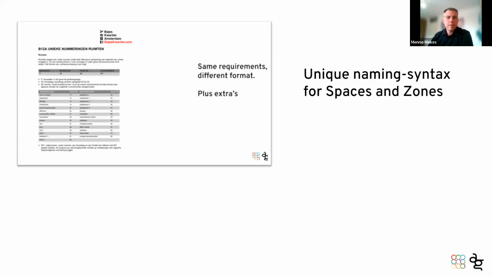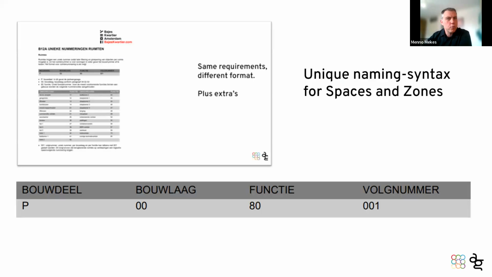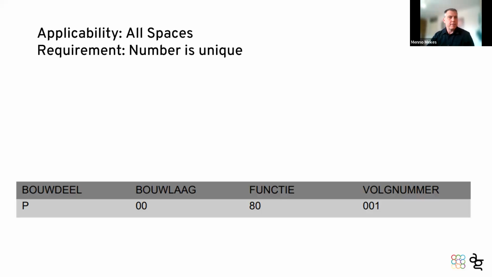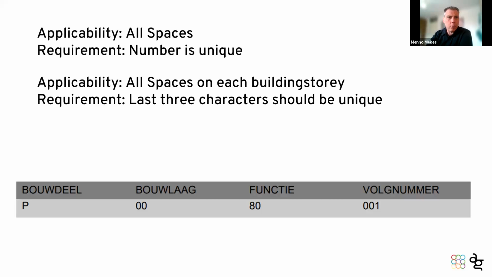So if you remember this slide, we have specific requirements for rooms and spaces. So every room in the model must start with the building letter, followed by the building story, which is the number, and then a specific code from the room function according to a specific list. And at last, a unique number. So the specification can be all spaces should have a unique number. Or if you go further, maybe all spaces on each building story, because at every building story, we start counting at 1 again. So maybe the requirement is the last 3 characters should be unique at every building story.